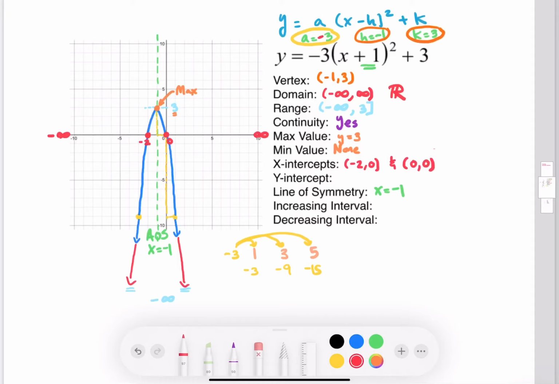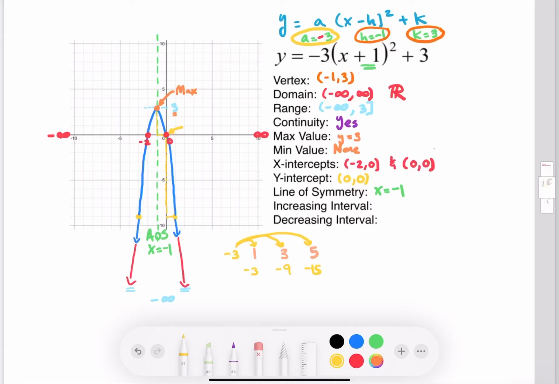The y-intercept is the point where it crosses the y-axis. And if we take a look at our y-axis, it crosses right over here, which happens to be the same point as our x-intercept. So we do have a y-intercept also at (0, 0). So sometimes, not always, but sometimes our x and our y-intercepts can overlap. The line of symmetry we already found is x equal to -1, and all we want to do now is figure out when our graph is increasing and when our graph is decreasing.